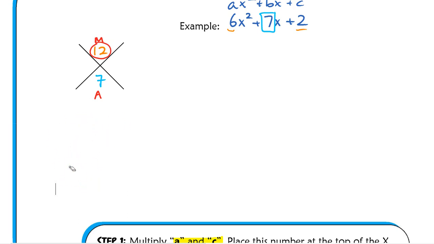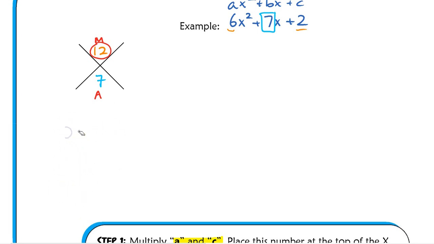I also know 2 times 6 multiplies to give me 12, but again, 2 plus 6 and 2 minus 6, or even negative 6 plus 2, none of those combinations would give me 7. So these numbers don't work either.